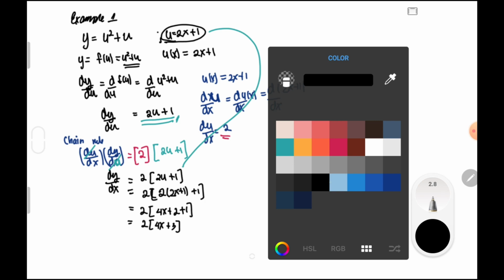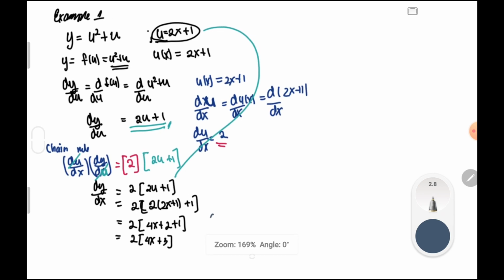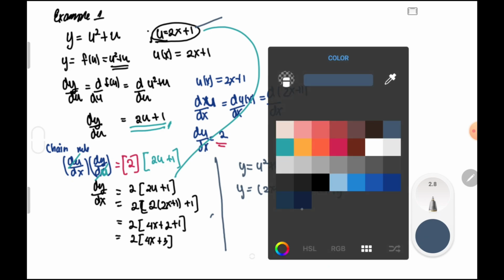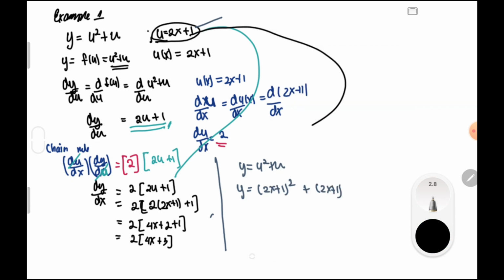How about if we would directly substitute the value of our 2x plus 1, which is equal to your u? Probably you can use that, where y is equal to u squared plus u. Since u is equal to 2x plus 1, I may say that y is equal to 2x plus 1 squared plus our u, which is equal to 2x plus 1. Why was that done? Because I have initiated that my u is equal to 2x plus 1, and it also came from our problem.